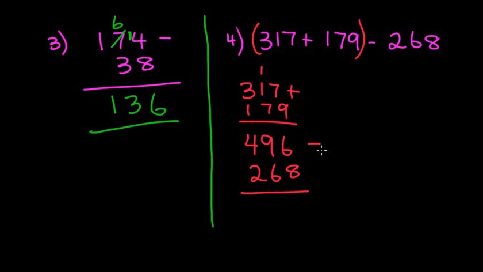I've got 6 take away 8, we can't do. So like last time, I'm going to borrow from the 9. That makes it an 8. And it makes it 16 take away 8. Well, 16 take away 8 equals 8. 8 take away 6 equals 2. And 4 take away 2 equals 2, and I'm left with my answer.